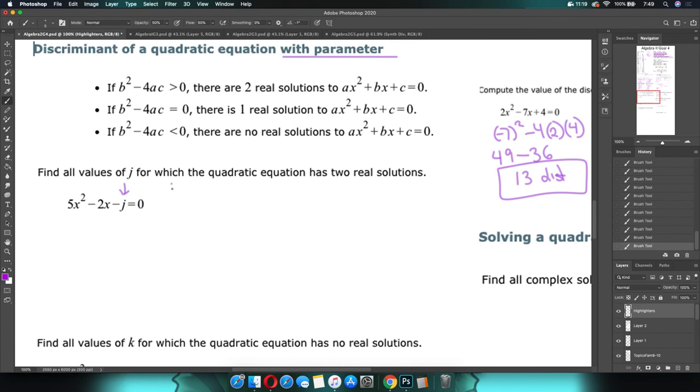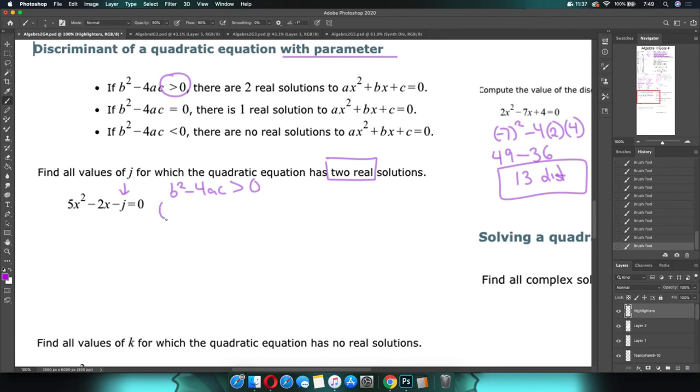So we know this. The whole point is b squared minus 4ac. That part makes sense. And then they tell you 2 real solutions. What does 2 real solutions mean? Greater than 0. Oh, so then all I'm doing is filling in and solving? Yes. Yes, that's all you're doing.